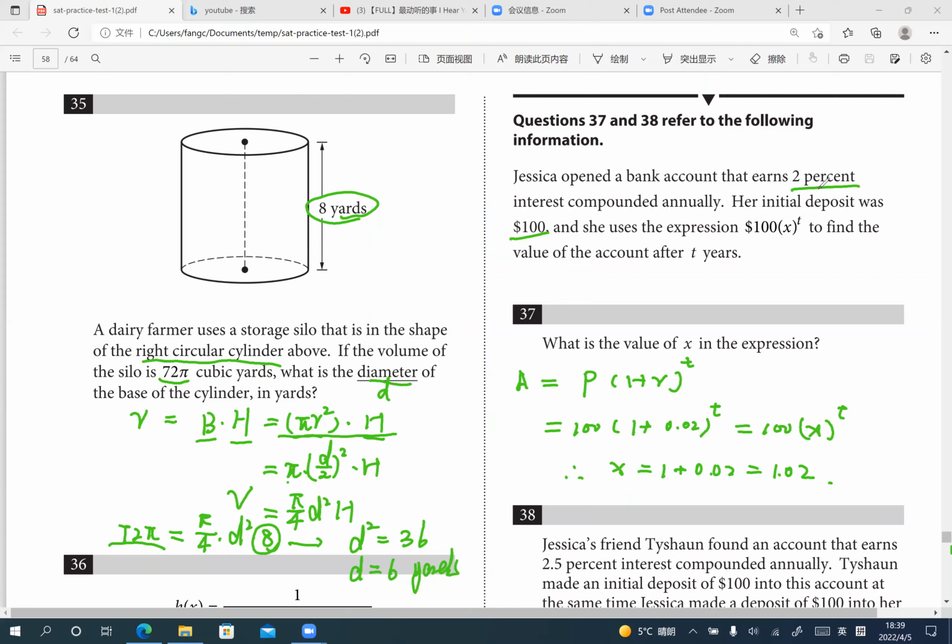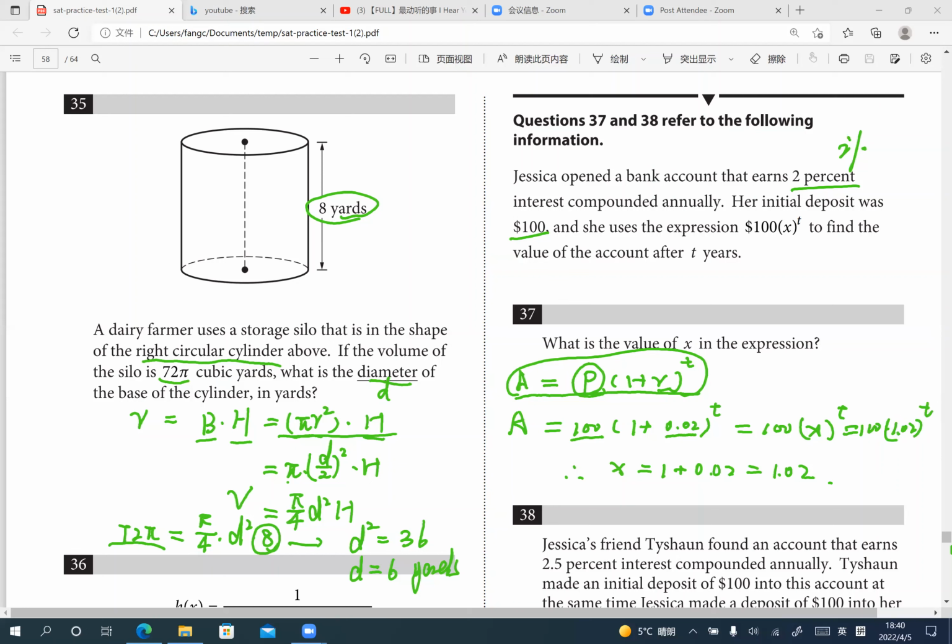To find the value of the account after t years, we use the formula A equals P times 1 plus r to the power of t. So here P represents the initial deposit, or what we call the principal, and r represents the annual interest rate, which in our case is 2%. Then we substitute the given information into our formula. So A, the value of the account, equals principal $100 times 1 plus the annual interest rate, which is 0.02. And simplified, it is equal to 100 times 1.02 to the power of t.